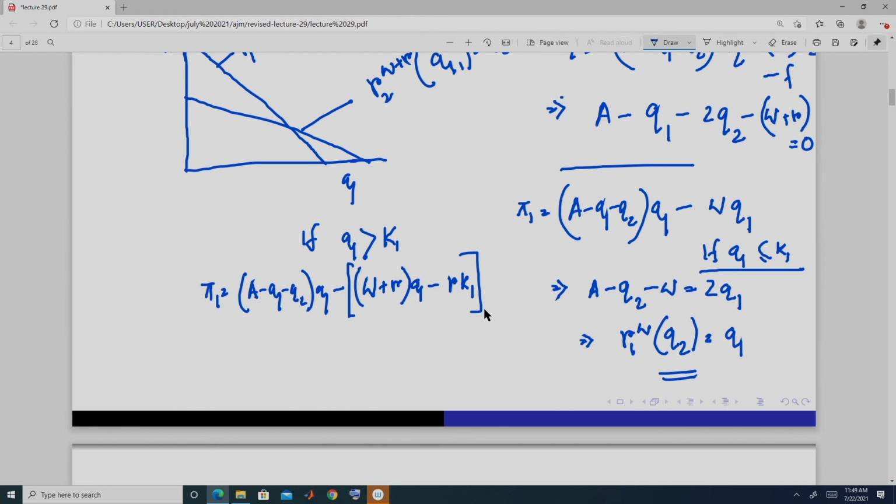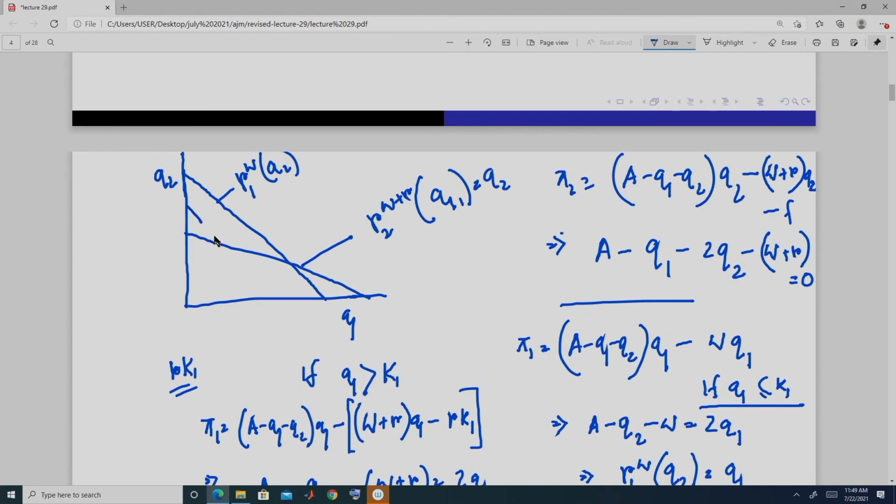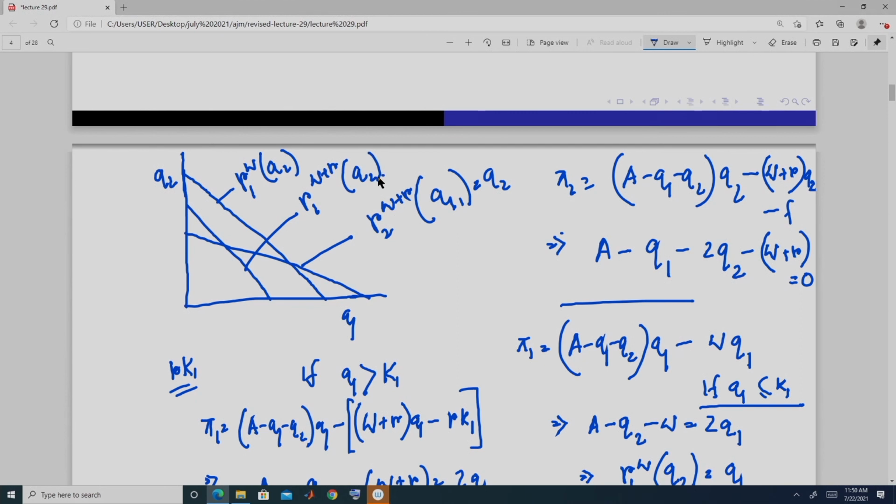The additional amount will be based on the marginal cost, not the total cost. The total cost, because it has already incurred this much cost in stage 1, right. So, it will be this one, and so the reaction function of firm 1 is this.